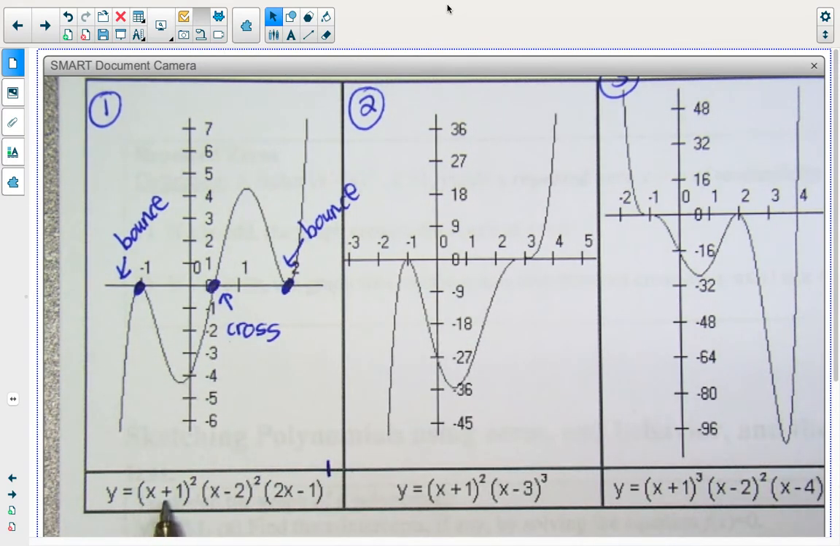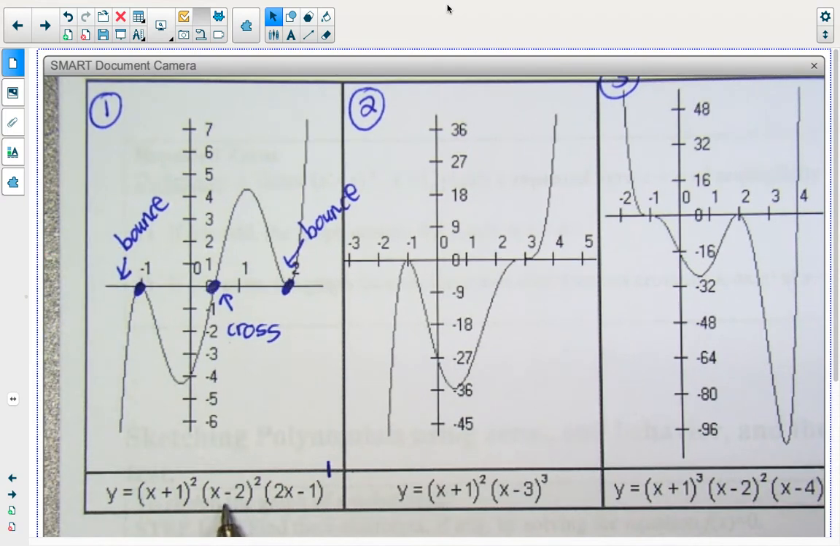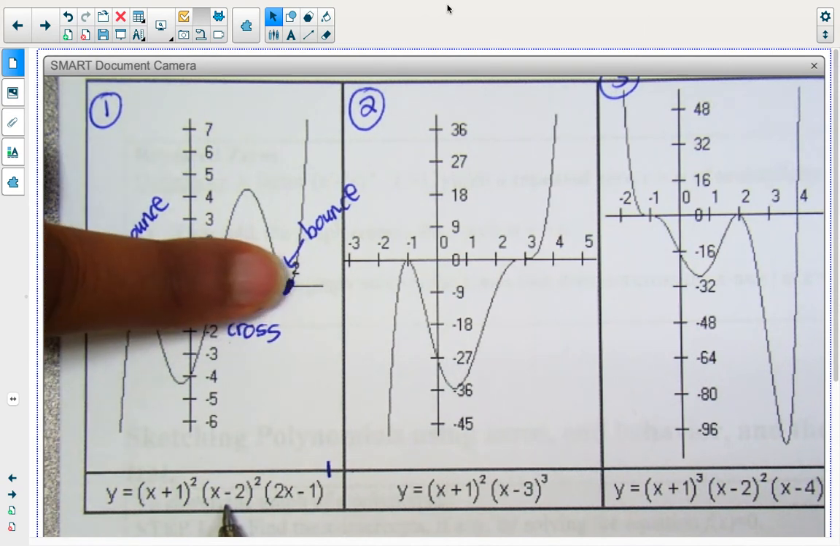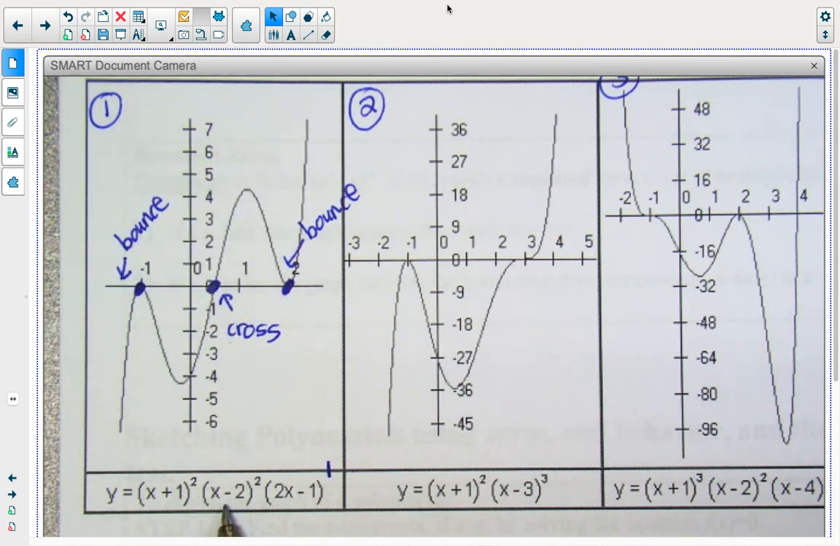So if I were to set this equal to 0, x plus 1 equals 0. So negative 1 would be the root. So it corresponds to negative 1 up here where my finger is. This one here, x minus 2, set it equal to 0. It's going to cross at positive 2. Notice it bounces right there. So your even numbers are going to bounce and your odd numbers are going to cross through.